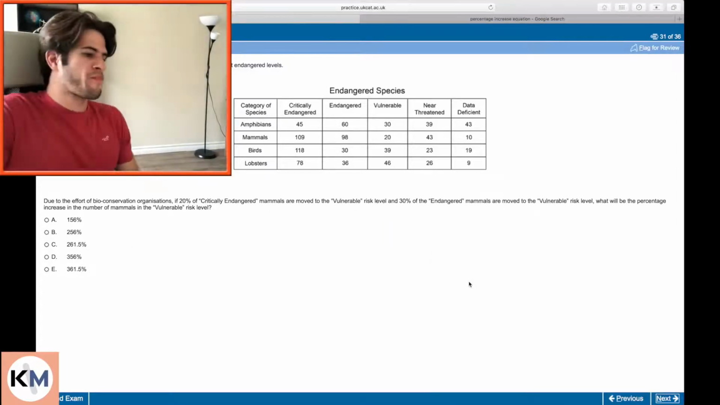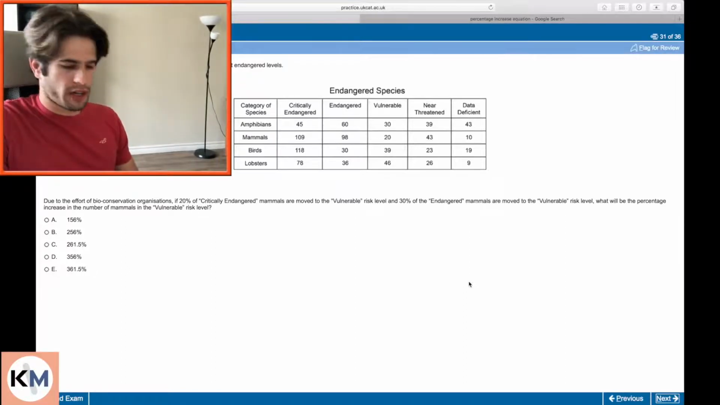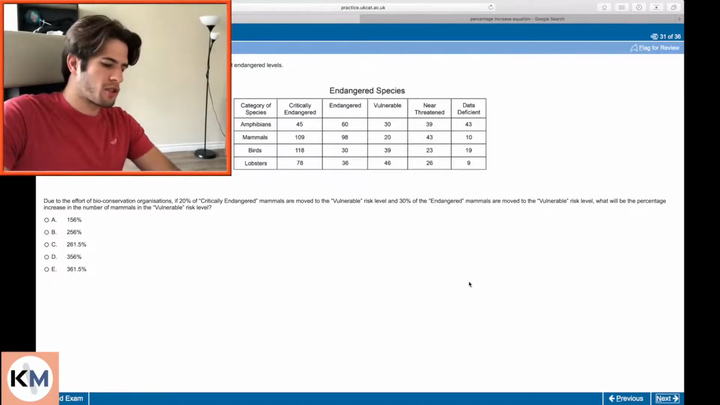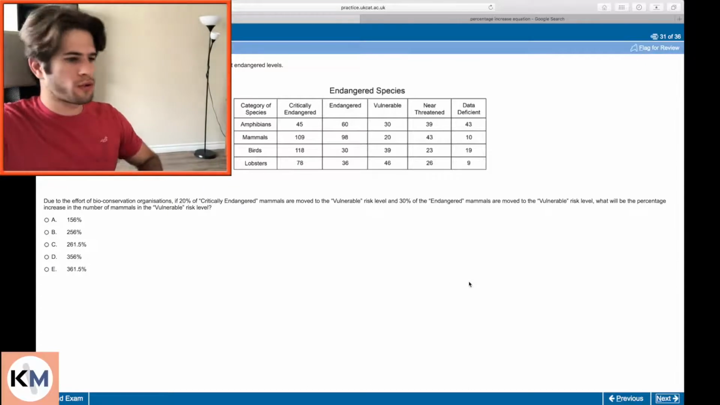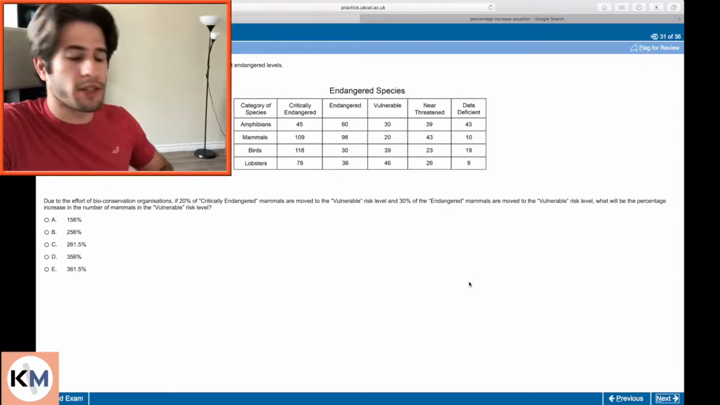Okay, so a very valuable lesson has been learned here. I need to read the question more carefully. I immediately jumped to the idea that I was looking at totals, whereas if you read the question more carefully, it says mammals. So let's do this question again.